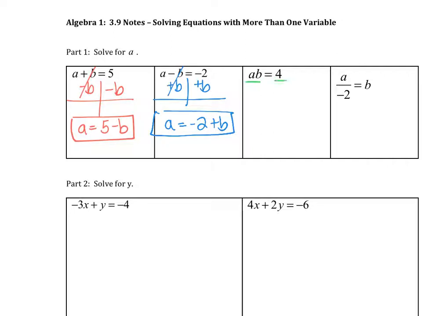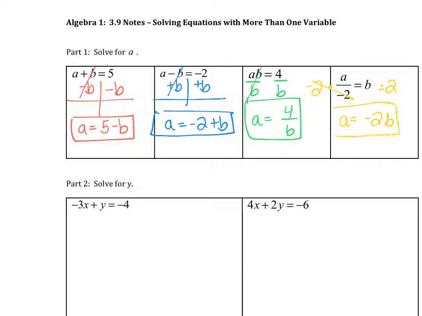So in order to get rid of the multiplication, I'm going to divide by B. So if I divide both sides by B, I'm left with A equals 4 divided by B. Final answer. And then in the last one, A is being divided by -2. So in order to get rid of the dividing, I'm going to do the opposite, and I'm going to multiply both sides by -2. When I do that, I'm left with A equals -2 times B, which can be written as -2B. And that's how you write the last one.